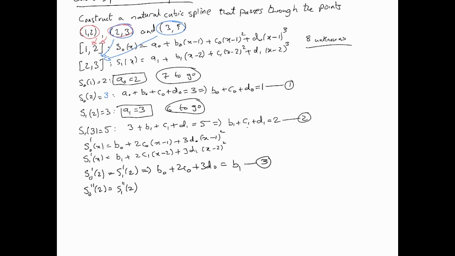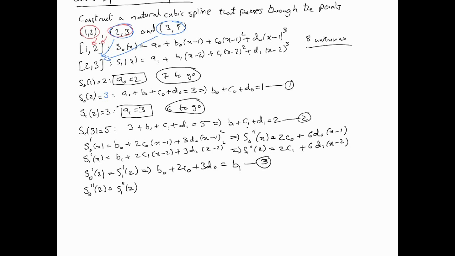Now, in order to do that, this implies, of course, that the second derivative of S0 turns out to be 2C0 plus 6D0 into x minus 1. And S1 double prime of x turns out to be, of course, 2C1 plus 6D1 into x minus 2.